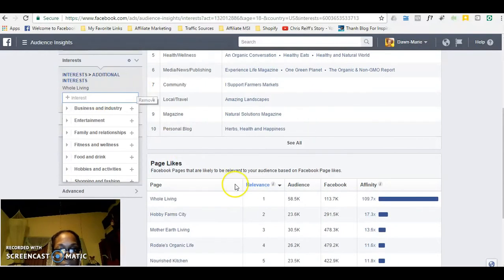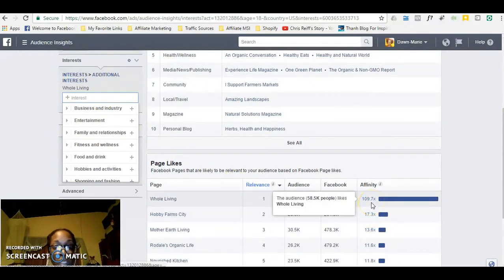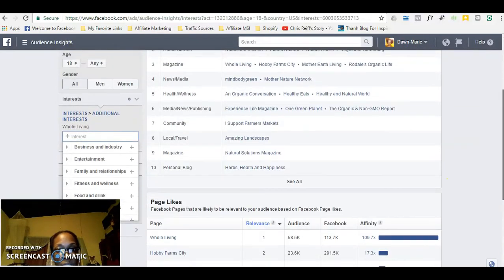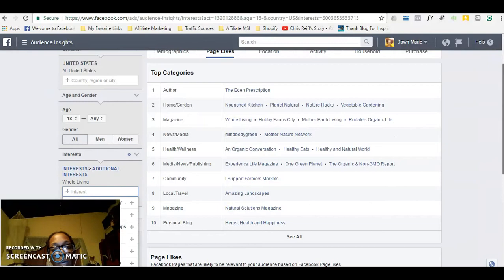Let's see what type of affinity. It's 109.7. So that's another really high affinity that I would target if I am in the weight loss niche, because people in that interest may be interested in your product. So that is how I go about targeting people when I'm doing Facebook ads.